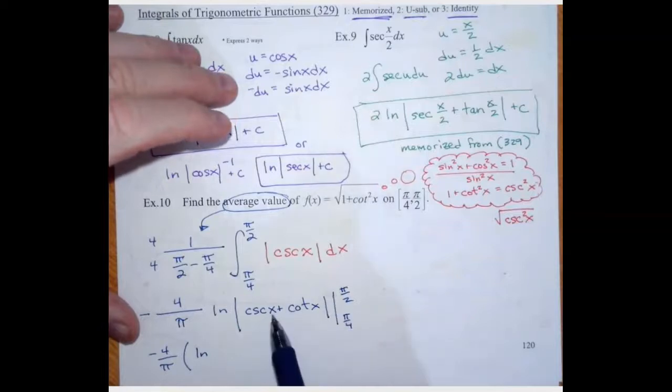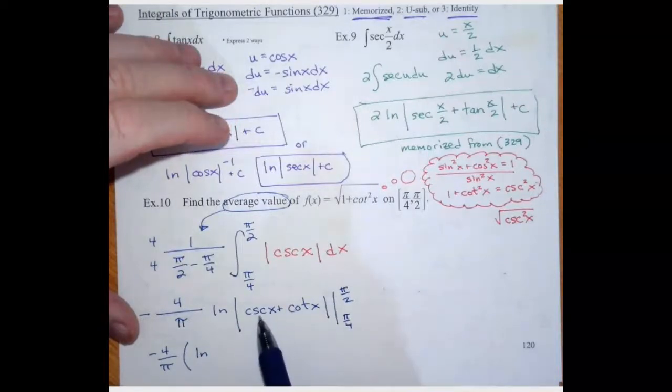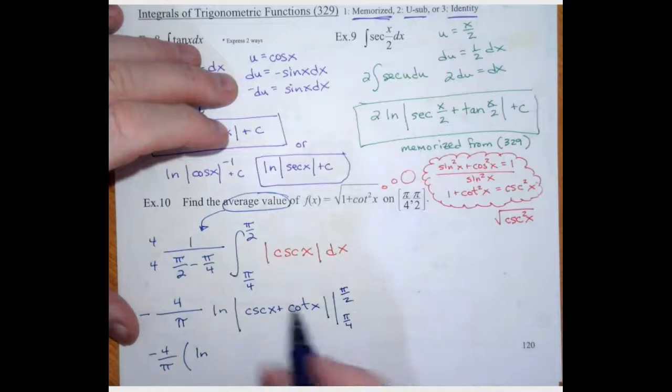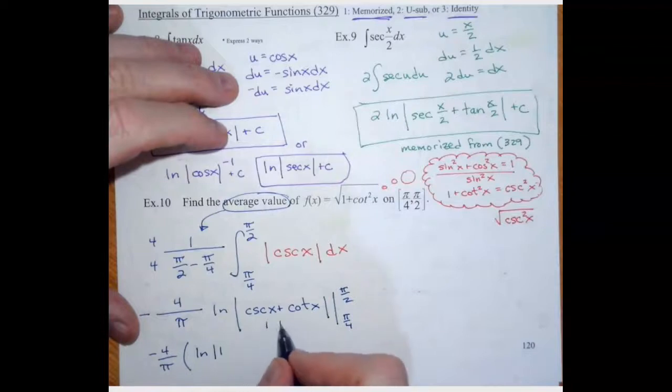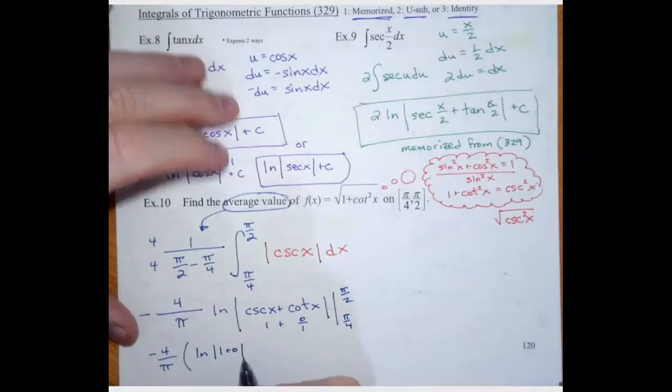cosecant of pi over 2. Cosecant is 1 over sine. Sine of pi over 2 is 1. So that's going to be 1. And then cotangent of pi over 2. Cotangent is cosine over sine. So that would be cosine of pi over 2. Cosine of 90 is 0 over 1. So this is 1 and this is 0 over 1. So that's going to be 1 plus 0.